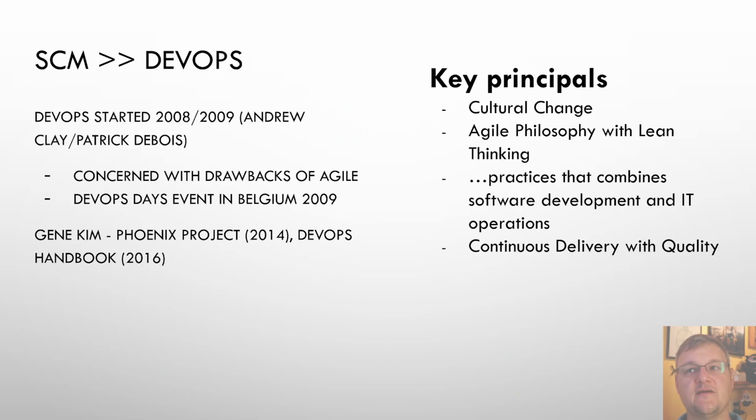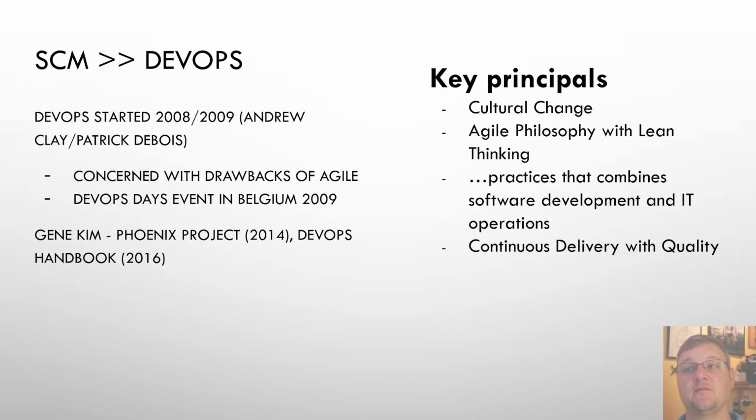That SCM to DevOps journey, you could argue, started in 2008, 2009 with Andrew Clay and Patrick Dubois. They were concerned with the drawbacks of Agile. They saw Agile being applied, but they didn't see it in the way software was being developed. And the first DevOps Days was launched in Belgium in 2009. We often talk about that's where DevOps started, 2009.